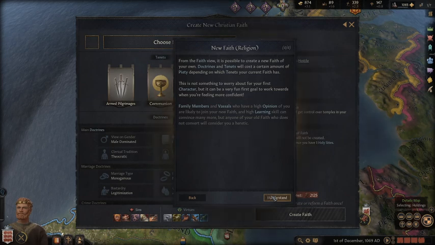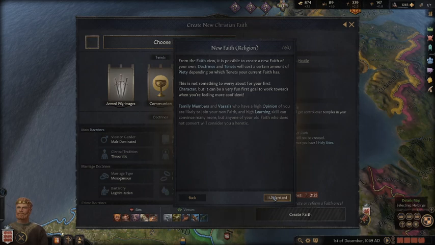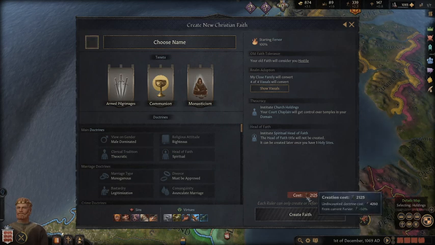Family members and vassals who have a high opinion of you are likely to join your new faith, and a high learning skill can convince many more, but anyone of your old faith who does not convert will consider you a heretic. So, like, it costs 2,000.